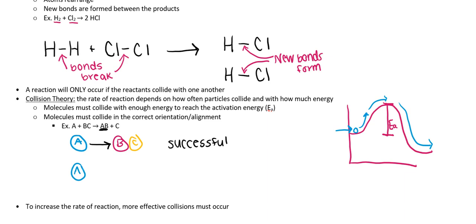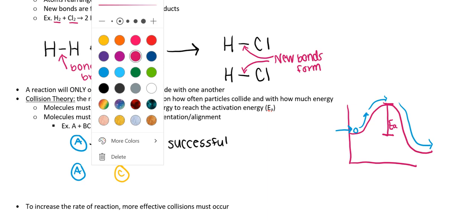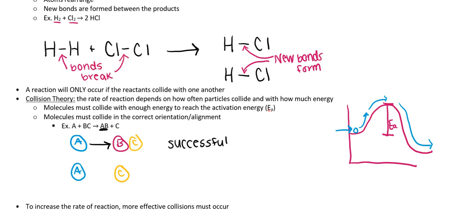Well, now let's say we had A, but our molecule BC was in a different orientation. And now our molecules were to collide. Well, I can't form product AB if A doesn't collide with B. So this would be an unsuccessful collision.